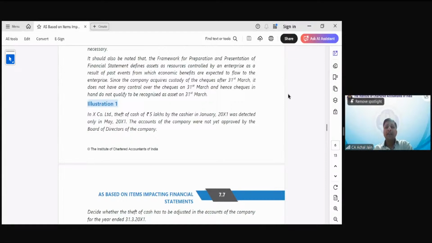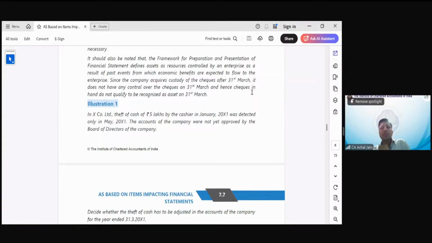In X Company Limited, theft of cash of rupees 5 lakh by the cashier in January 20X1 was detected only in May X1. So we are looking at the financial year now. Financial year means April to March. Accounts of the company were not yet approved by the directors, meaning when the theft was detected in May, financial statements were not yet approved. Decide whether this theft of cash will be an adjusting event or not. Over to you. And why?